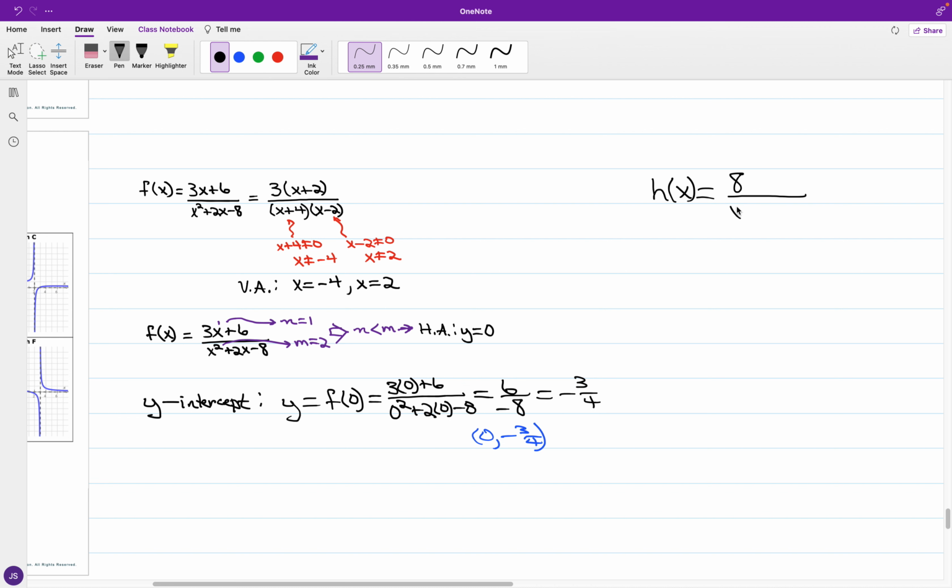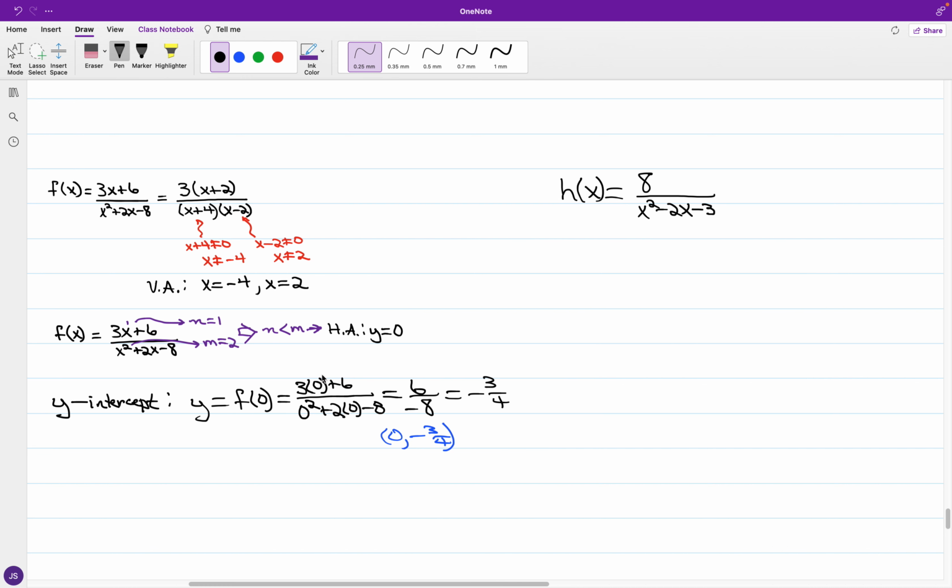Okay, so for h of x, we have 8 all over x squared minus 2x minus 3. And just like f of x, this is already going to be in simplified form. So just writing in factored form, we have 8 all over the product of x plus 1 and x minus 3.